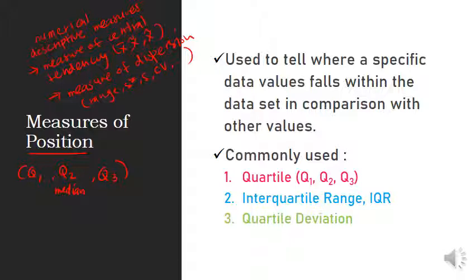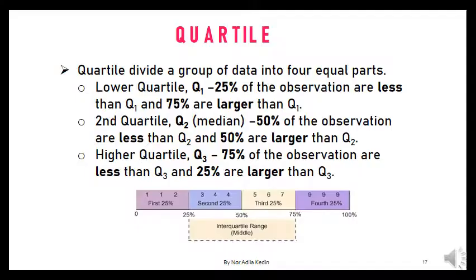Okay, so let's look. For quartiles, quartiles divide a group of data into 4 equal parts. For the lower quartile, Q1, 25% of the observations are less than Q1 and 75% of the observations are larger than Q1. The second quartile or median that we saw before is 50-50. 50% of the observations are less than Q2 and the other 50% are larger than Q2. And last but not least is the higher quartile or Q3, the third quartile. The third quartile will be 75% of the observations less than Q3 and the other 25% larger than Q3.